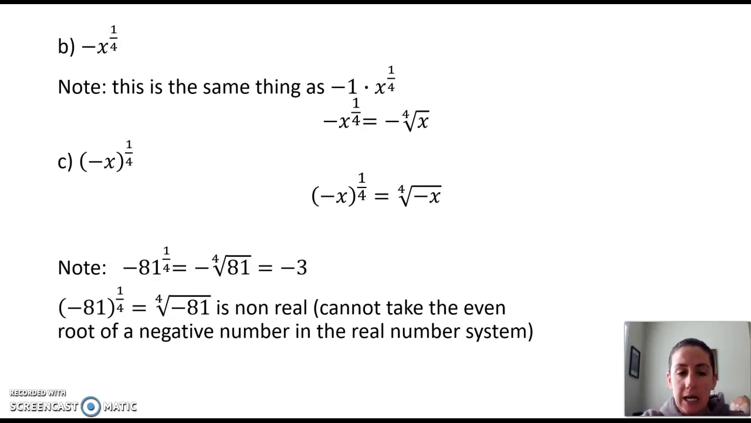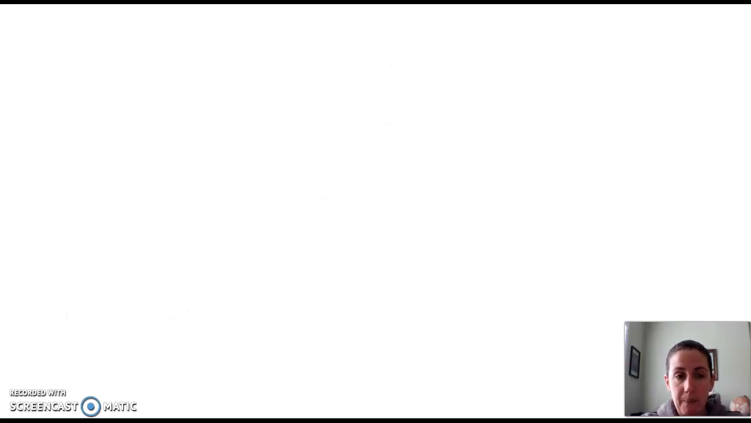But if I do that and I try to take the 4th root of -81, I'm looking for the number which multiplied by itself 4 times gives you a negative. But we know a negative times a negative is always going to be a positive, so a negative to any even power is going to be positive. There's no number in the real number system that you can multiply by itself an even amount of times to get a negative. So the 4th root of -81 is non-real, because you cannot take the even root of a negative number in the real number system. So again, I want you to pay close attention to the difference between those two examples.